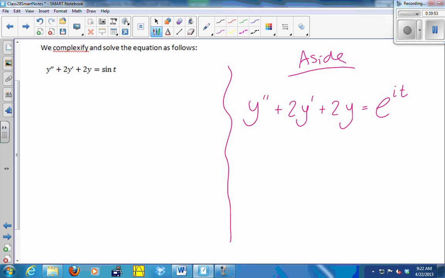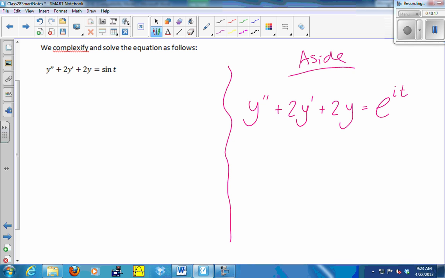The reason I like this, the reason we like replacing sine t with e to the it, is you know how to guess for an exponential. You just choose an e to the same exponent as in the original equation. So I would like to solve this one instead because the right-hand side is an exponential, which I know how to work with.